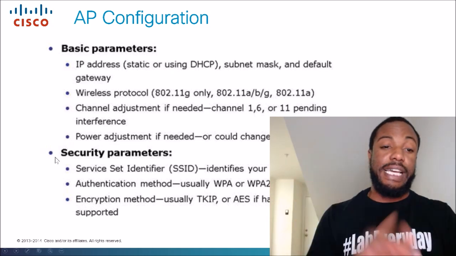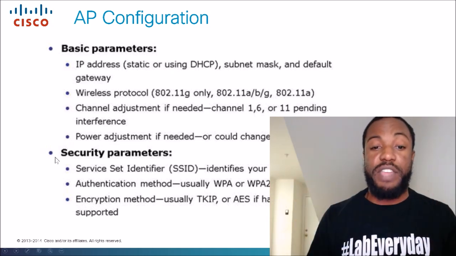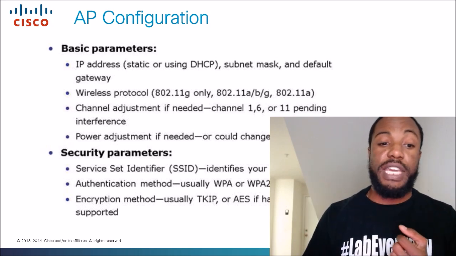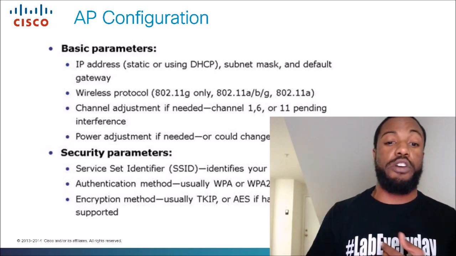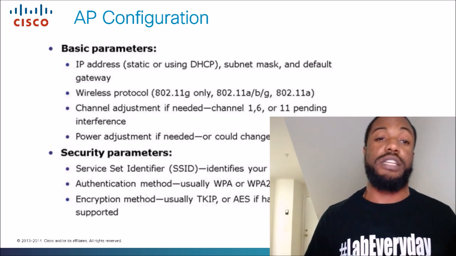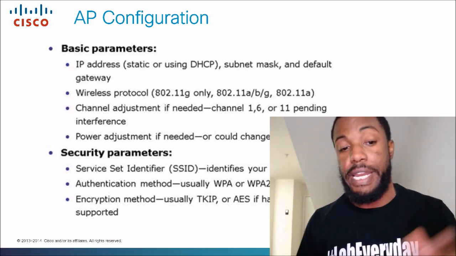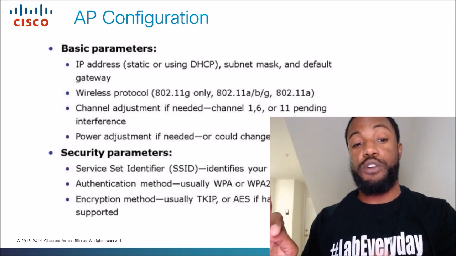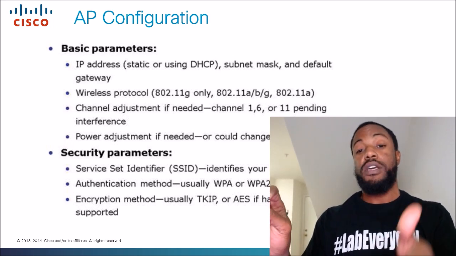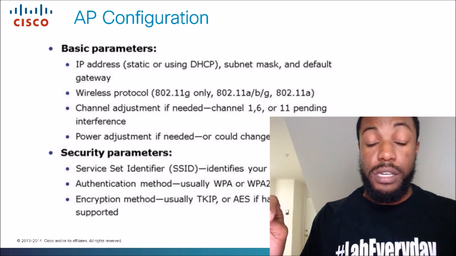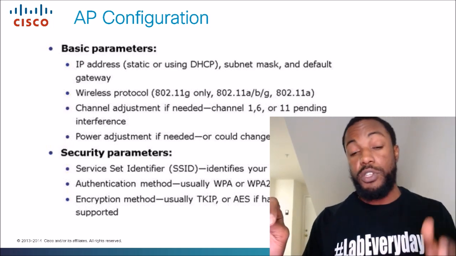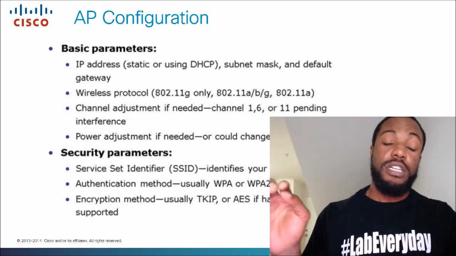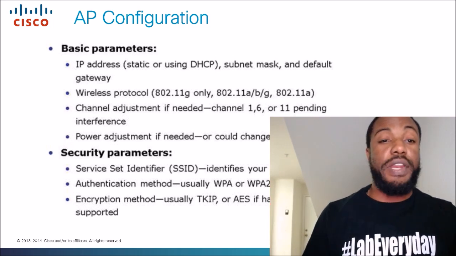You could also set the security parameters, such as the name of the SSID, what type of authentication you're going to use, and the encryption you're going to use. Again, hopefully y'all did some reading on this. I'm not going to get into all of that. WPA2 is basically the strongest type of authentication that you can use. WPA is easily cracked. You don't want to use that kind of authentication. Again, I'm not going to get too deep into that.